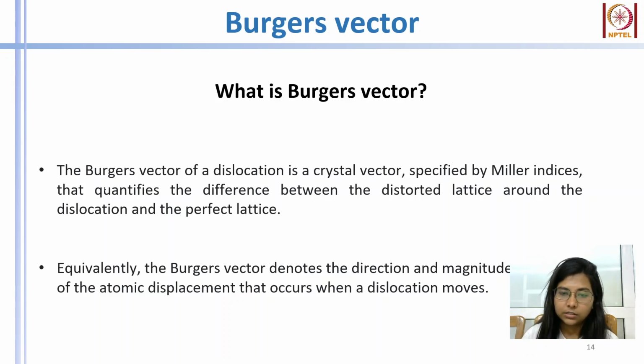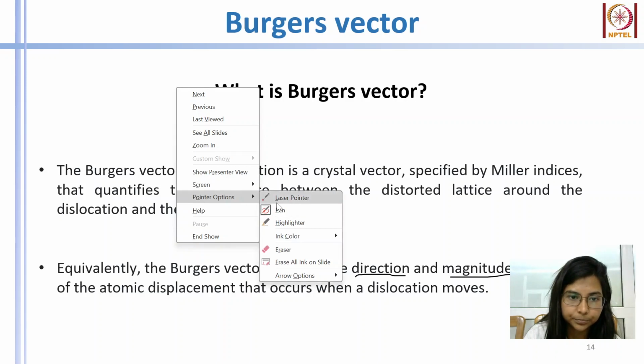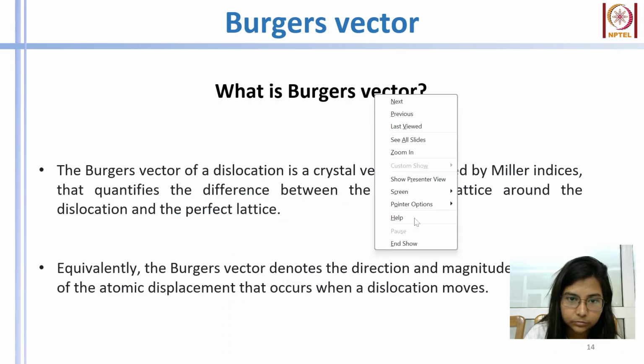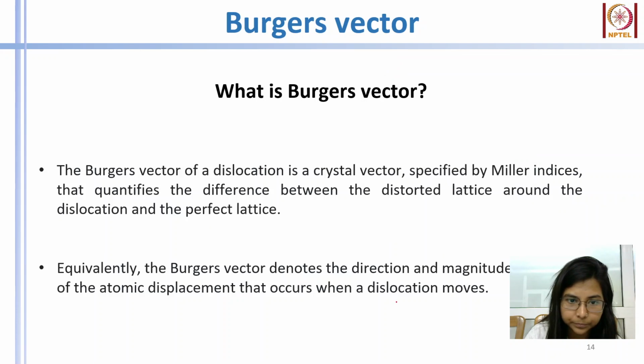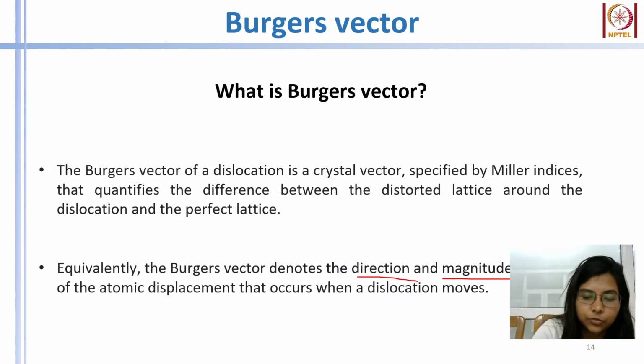So what is it basically? If there would have been no dislocation, then the lattice would have been perfect. Now some dislocation has happened, so there is some distortion in the lattice. The quantification of the difference between the perfect lattice and the distorted lattice is called the Burgers vector. So it denotes the direction. Hope you are following. The Burgers vector denotes the direction and the magnitude of the atomic displacement that occurs when a dislocation moves. This is an alternate explanation. Magnitude. So this is a vector, so it will have both magnitude and direction.